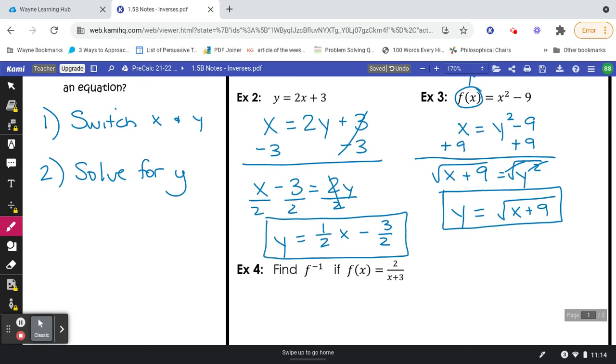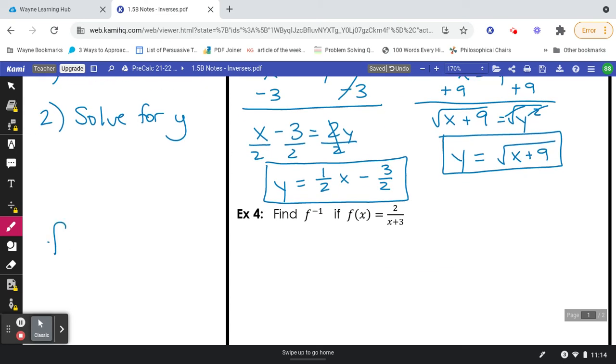For example number 4, it says find f of -1. F to the -1 is just the shortcut way of saying inverse. So that's the little symbol that they came up with for inverse. It has nothing to do with negative and nothing to do with a 1. It's a really terrible symbol, but that's what they chose. So our example really just says find the inverse if f of x equals 2 over x plus 3.